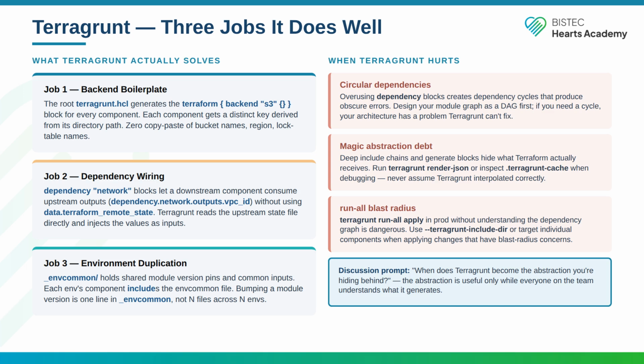When Terragrunt causes pain, circular dependencies between components expose real architecture problems that Terragrunt makes visible but cannot fix. Overusing dependency blocks creates tightly coupled components that defeat the purpose of the 3-tier pattern. And run-all blast radius is real. A misconfigured run-all apply can touch every component in every environment simultaneously.